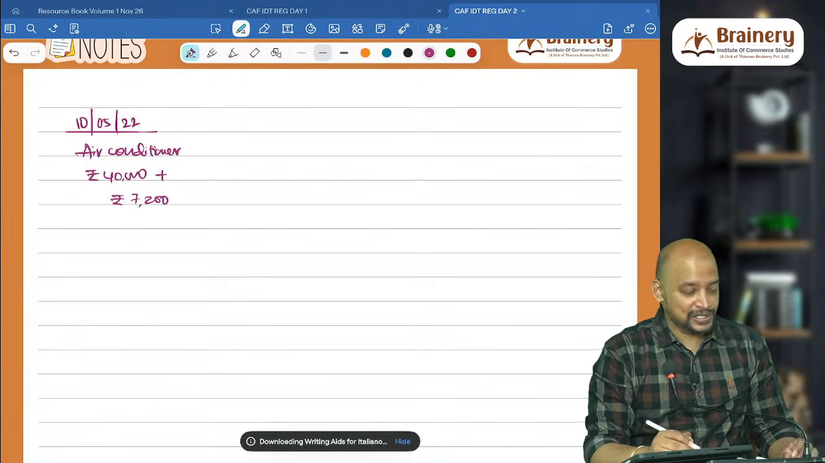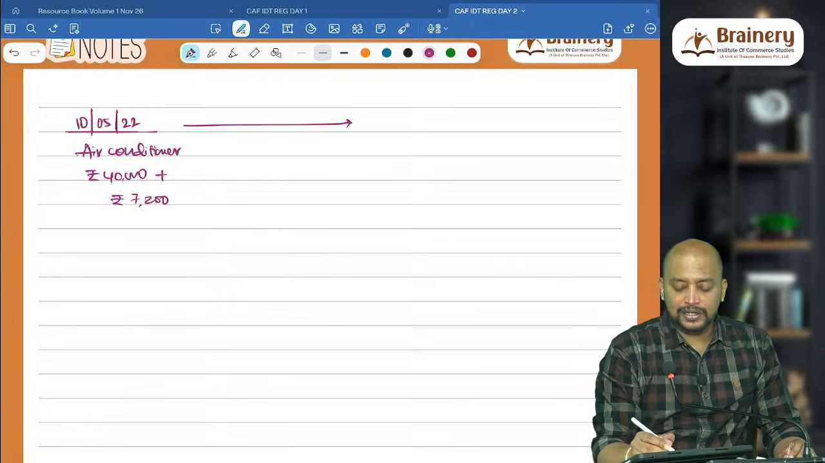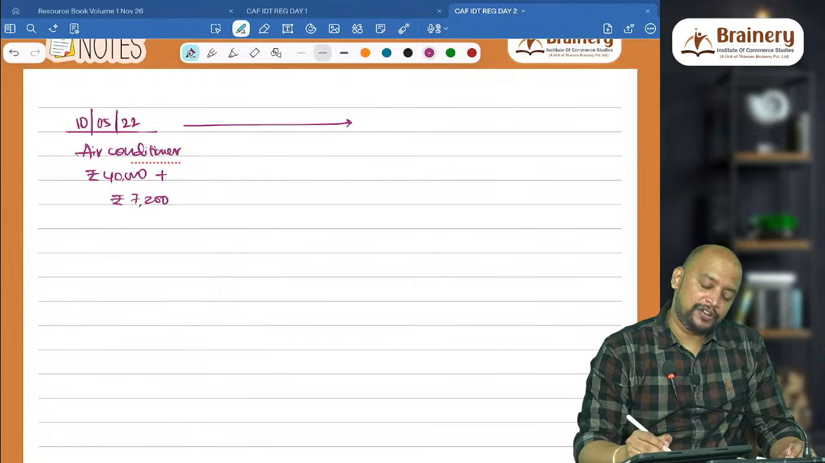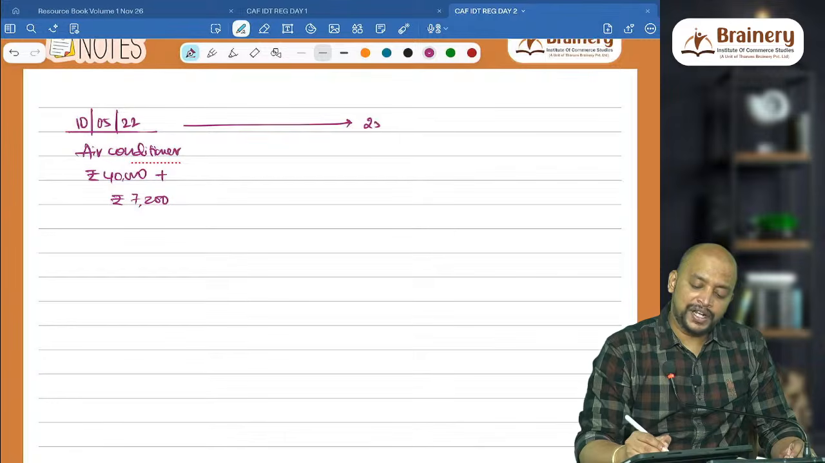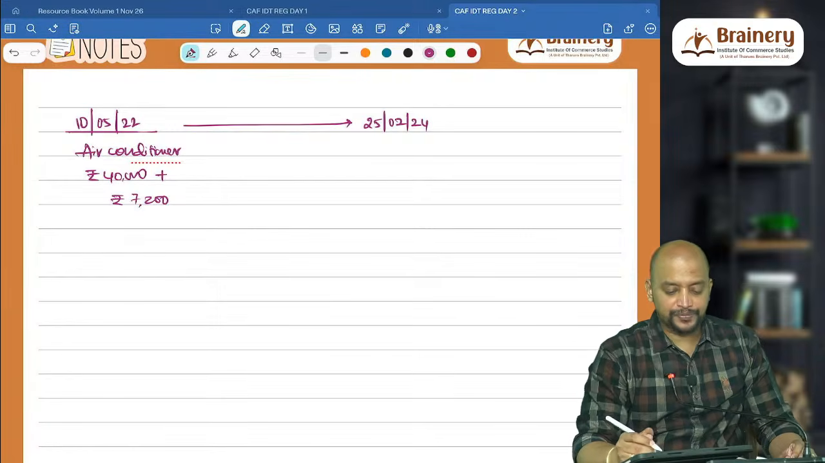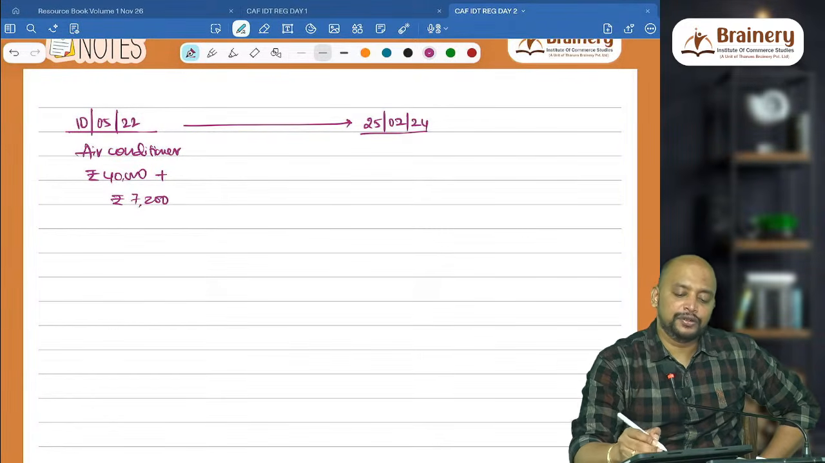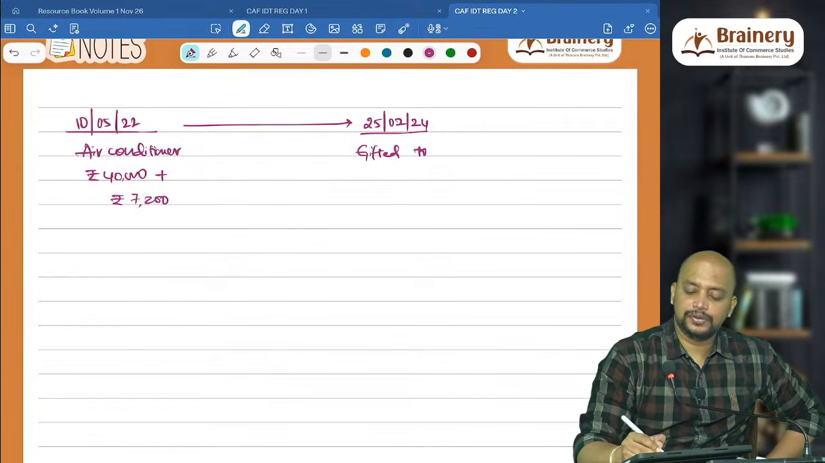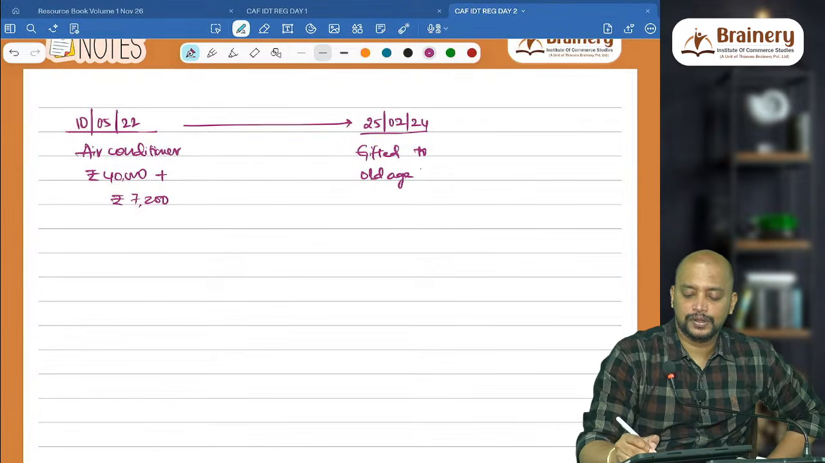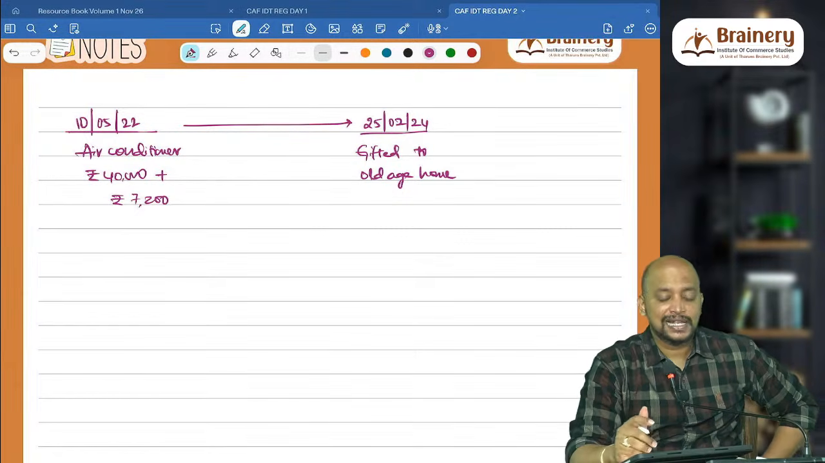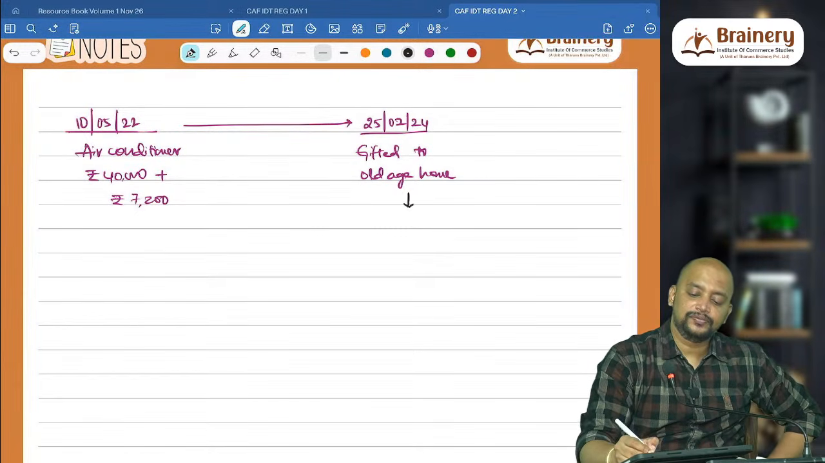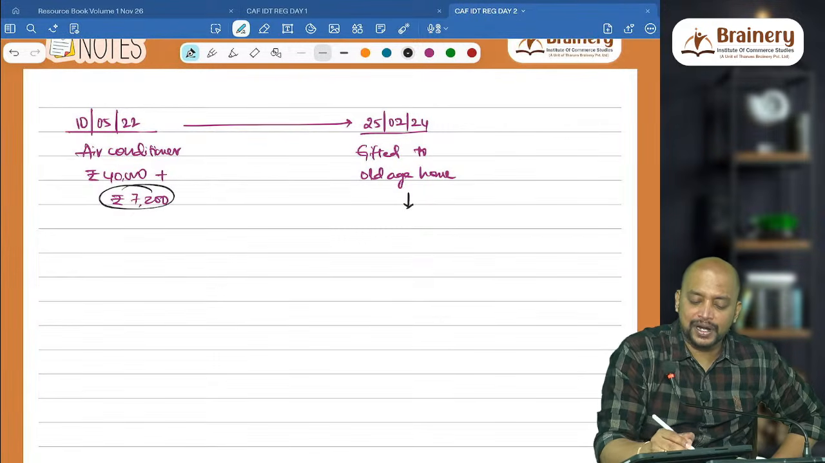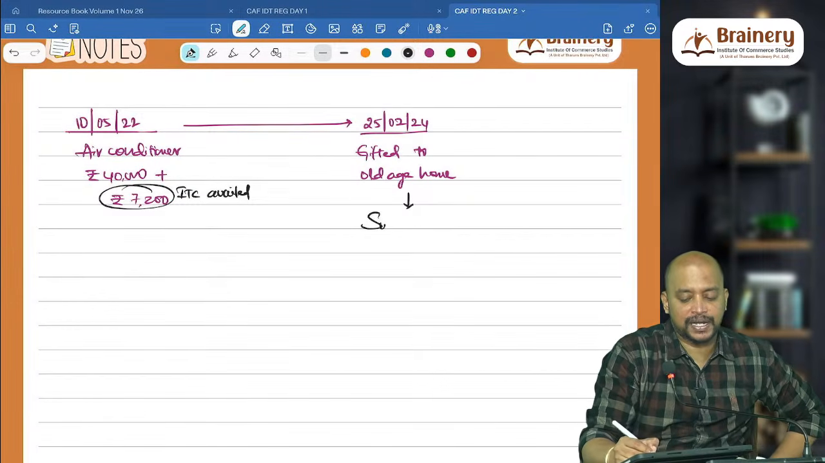I purchased an air conditioner and I used it for some time and I disposed it off, say on 25th February 2024, gifted to an old age home. Is it supply or not a supply? And the 7,200 ITC was availed. Is it supply or not a supply?